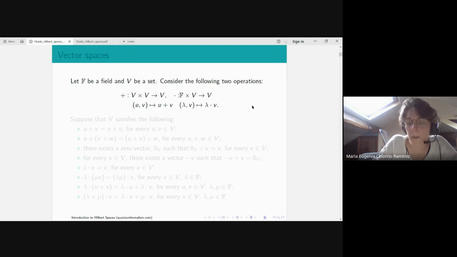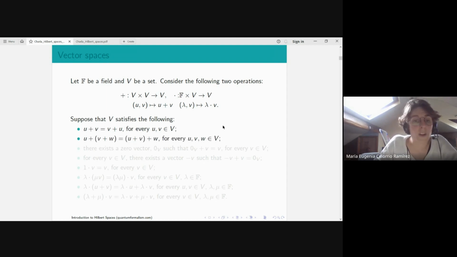Now, these two operations are not just any operations. They're going to satisfy some properties. The first one is that the addition is commutative. We also have that the addition is going to be associative. We are going to have a zero vector. I'm going to start writing it with a subscript to clarify that it is the zero vector, but at some point, and in the literature, you're not going to find it with a subscript. It's going to be just written as 0.